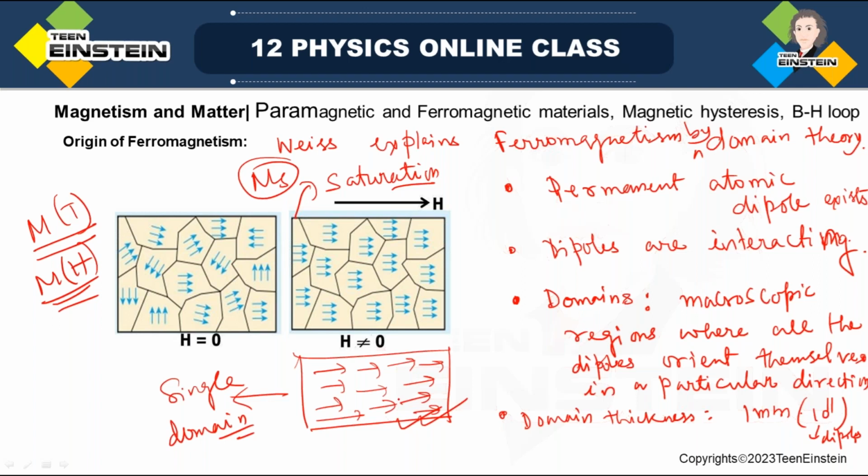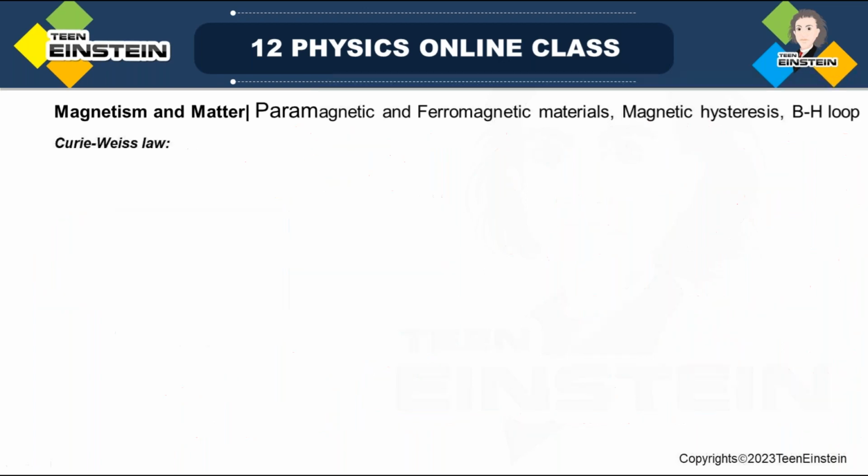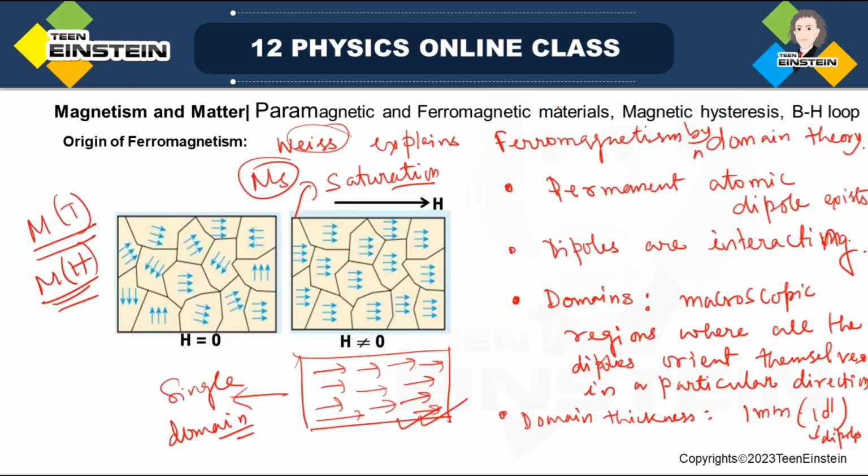So what is the origin of paramagnetism? That is explained by the domain theory by Weiss. Then we'll learn there is a theory called the Curie-Weiss law. According to Curie, above a certain temperature, I'll discuss that properly in the next class.